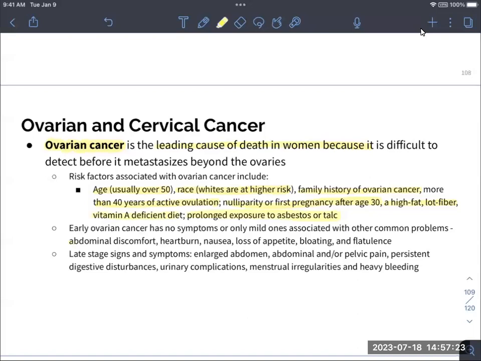Eventually you can start to get abdominal discomfort, heartburn, nausea, loss of appetite, bloating, and flatulence. Later stages, you get an enlarged abdomen, abdominal or pelvic pain, urinary complications, menstrual irregularities, and even heavy bleeding can occur.